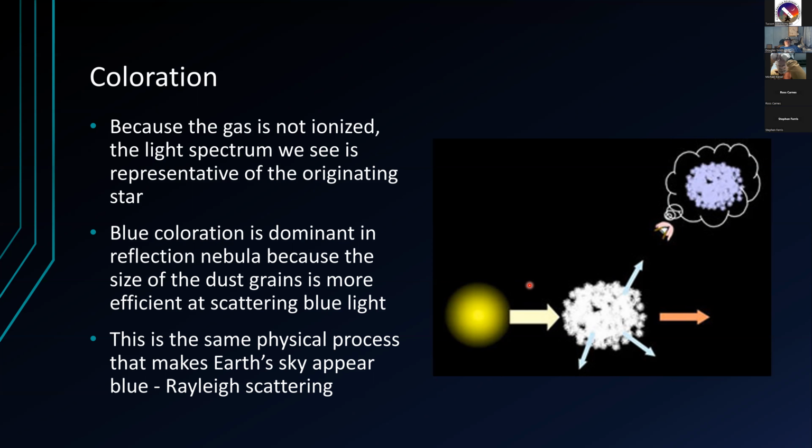Another important thing is that because the gas is not ionized, the light can be used to help figure out the chemical composition of the star or star cluster that is illuminating a nebula, which is something really cool, how astronomers can work back from that to find certain things about objects indirectly.